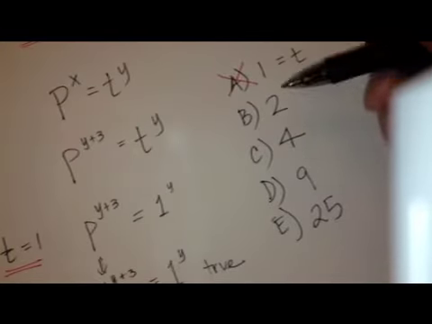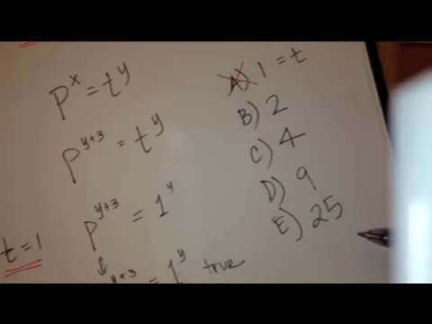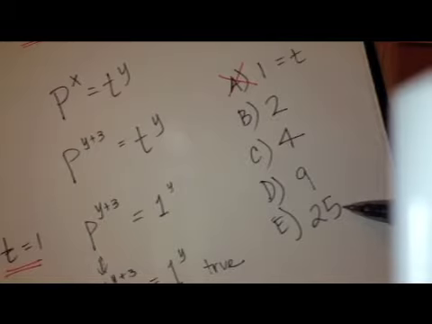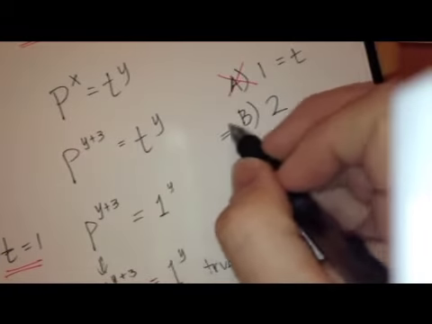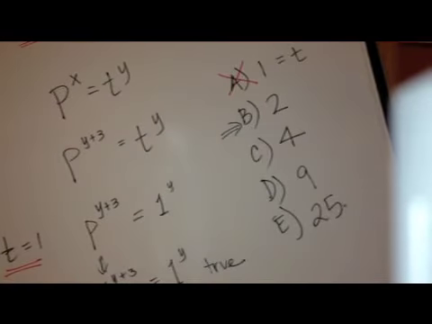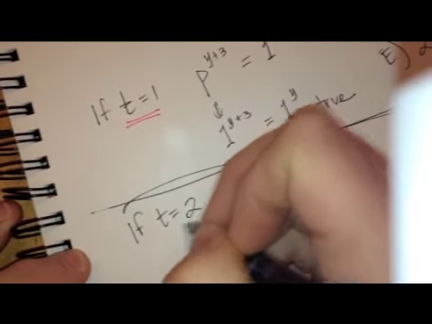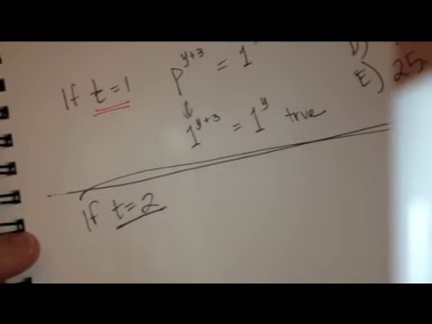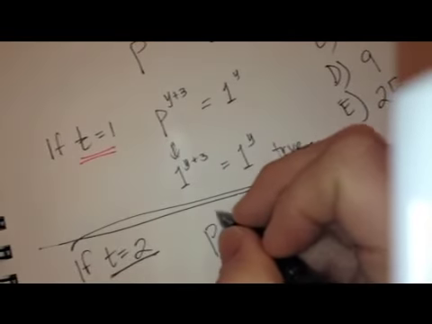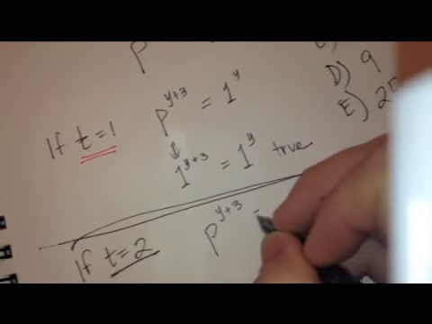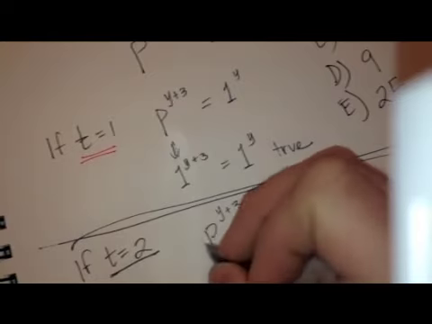As I look through that list of numbers, I notice one that sticks out. These 4 are perfect squares. This one is not a perfect square. So that's going to be the next one I would try. When I tried t equal to 2, let's see what happens. I'd say p to the y plus 3 equals 2 to the y.